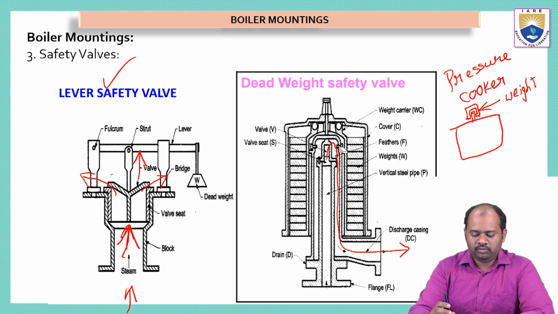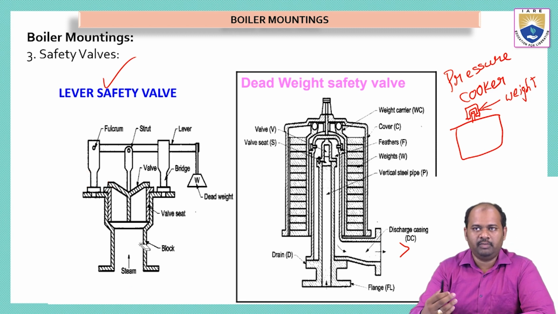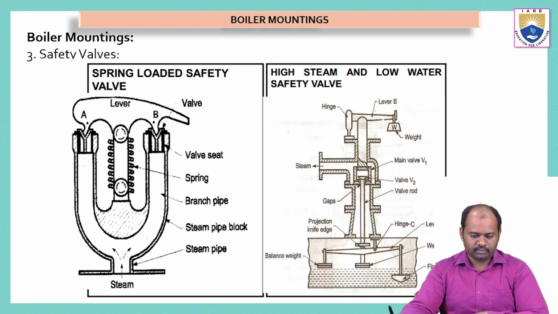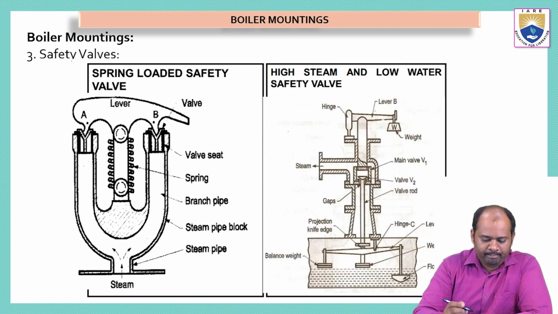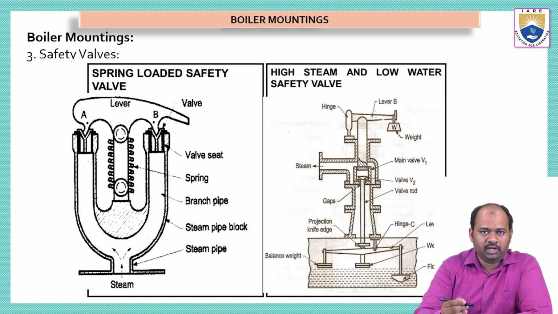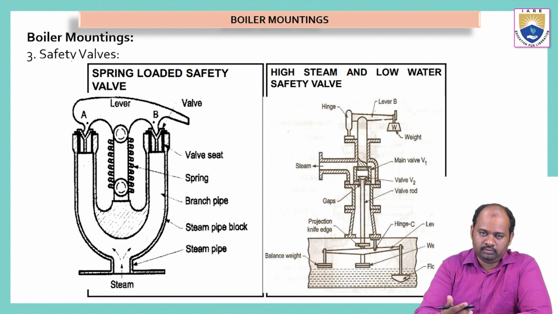So the dead weight is a device which is used to protect the steam tank from explosion. So there are two types: lever safety and dead weight. These two are the safety valves. And then we'll see another two types of safety valves. So this is a spring-loaded safety valve. Instead of weight, we have kept a spring which is attached to the arrangement.